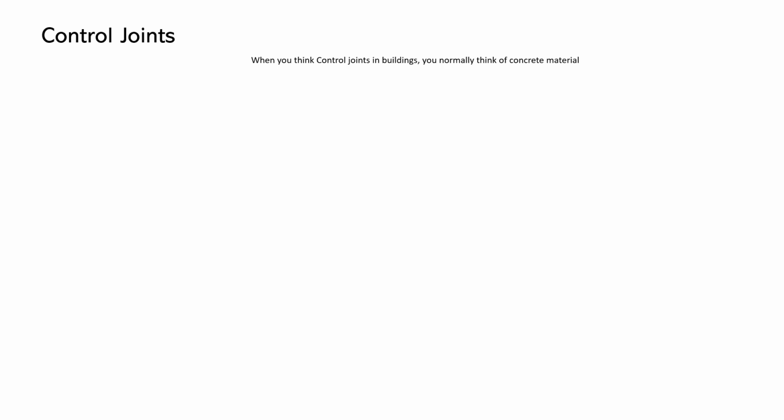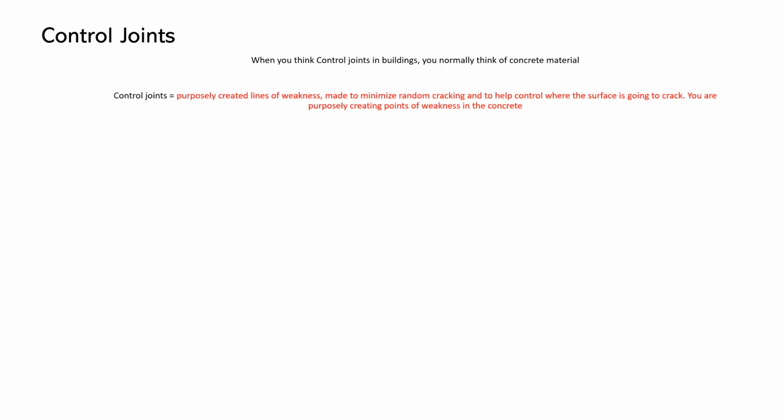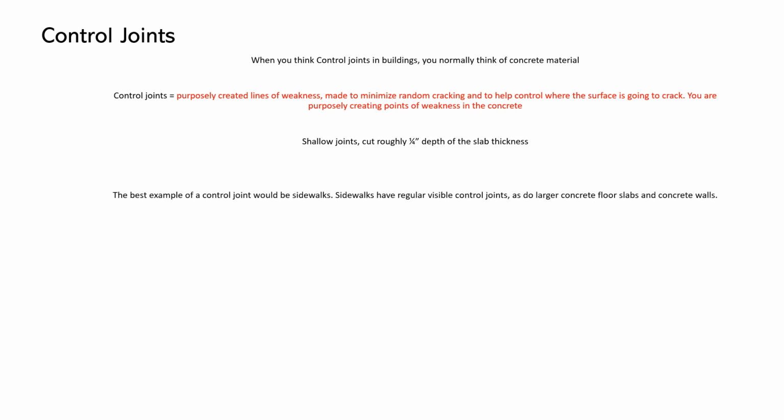When you think control joints in buildings, you normally think of concrete material, or you should think of concrete material. They're purposely created lines of weakness made to minimize random cracking and help control where the surface is going to crack. You're purposely creating these points of weakness in the concrete. They're shallow joints, cut roughly 1/4 inch depth of the slab thickness. The best example of a control joint would be sidewalks.